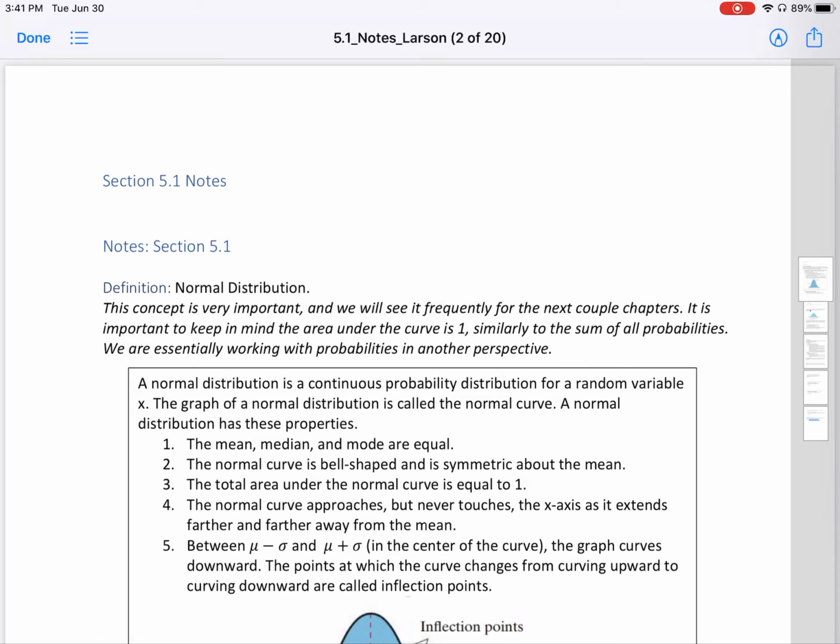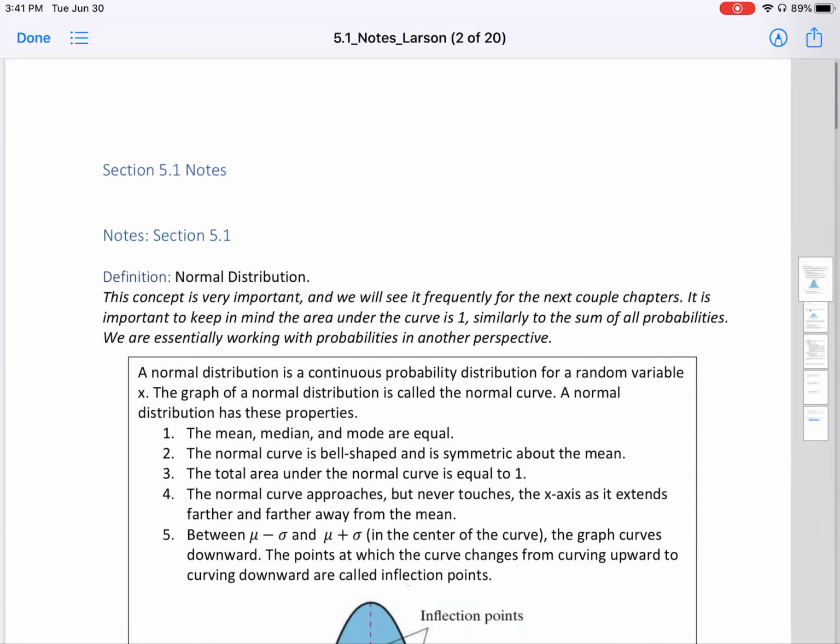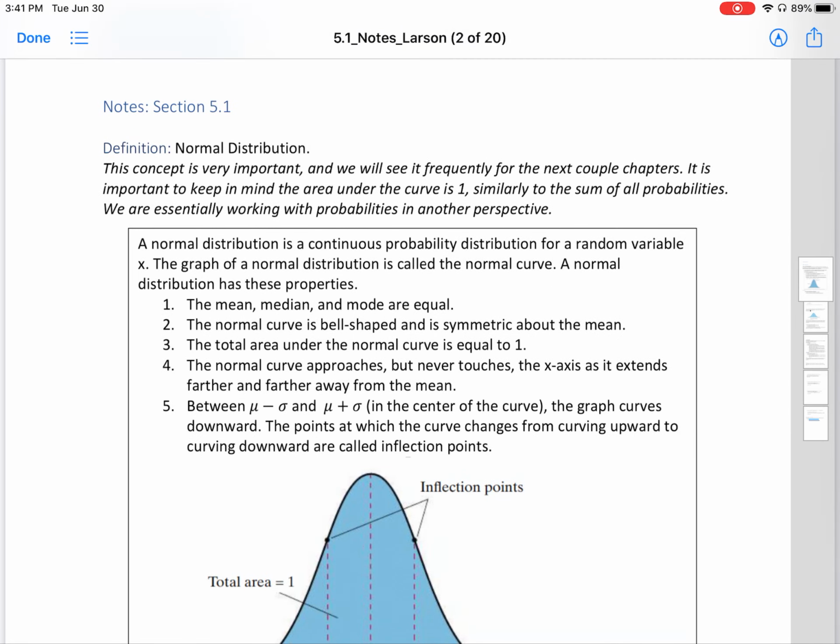Let's continue with a new chapter, chapter 5.1. Normal distribution. This concept is very important, and we'll see it frequently for the next couple of chapters. It is important to keep in mind that the area under the curve is 1. Similarly to the sum of all probabilities, we're essentially working with probabilities in another perspective.